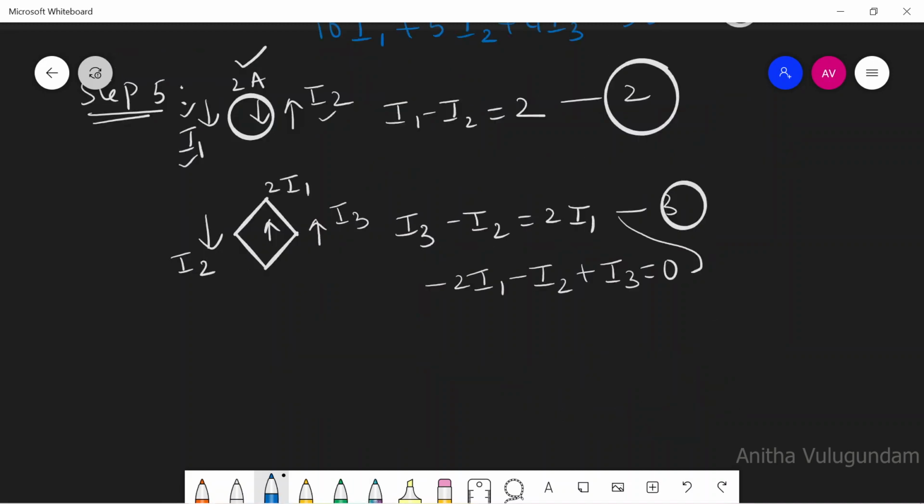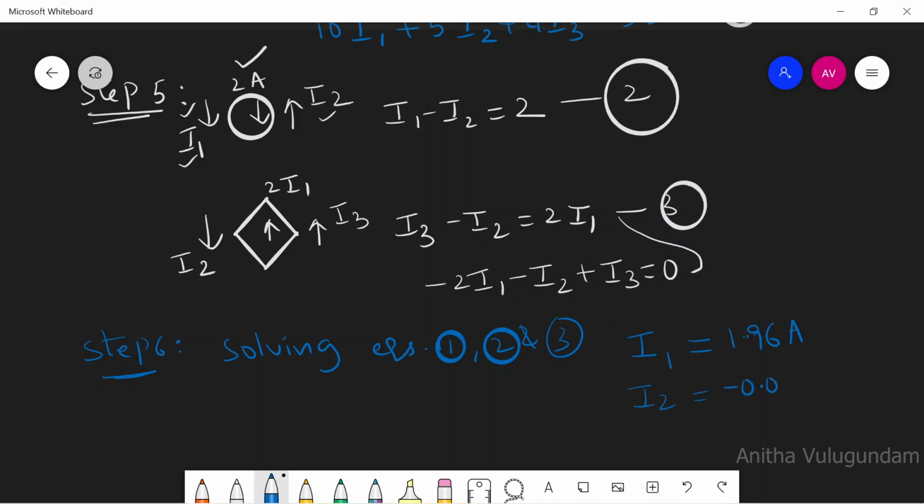No more current sources are left in the circuit. We'll just move on to step 6. Step 6 is solving equations 1, 2 and 3. The mesh currents are I1 equal to 1.96 amps, I2 equal to minus 0.03 amps, I3 equal to 3.8 amps. These are the mesh currents obtained after solving equations 1, 2 and 3.